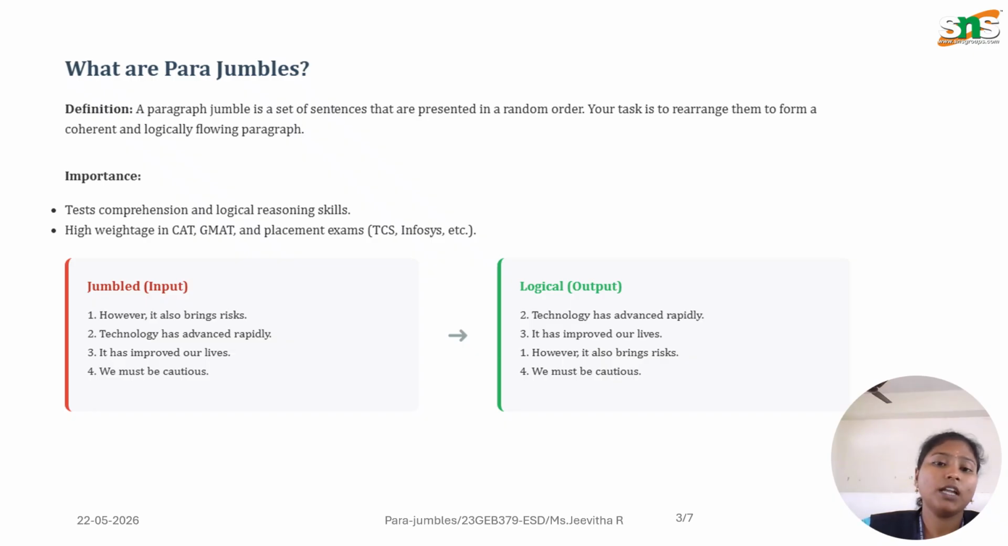Now look at the logical output column too. Listen to how it reads now. Technology has advanced rapidly. It has improved our lives. However, it also brings risk. We must be cautious. Suddenly, it makes perfect sense. Your job is to convert chaotic inputs into a structured output. Let us learn the rules to do this effortlessly.